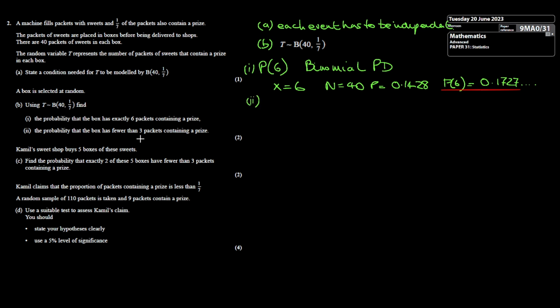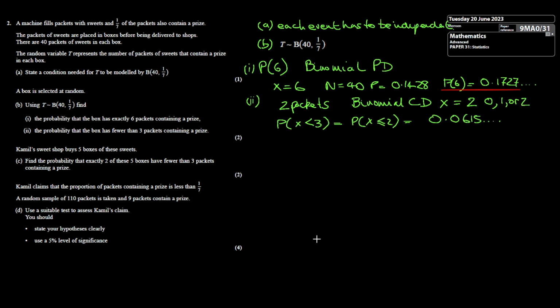Part 2, we need fewer than 3 packets. Well, fewer than 3 packets is 2 packets. And this time we need the binomial cumulative distribution function. So given that the number of packets n is still 40 and the probability is still 0.1428, all we need is x now is equal to 2, which means it will calculate the probability of getting no packets, 1 packet, or 2. And if you push equals on the calculator, you get an answer of 0.615.